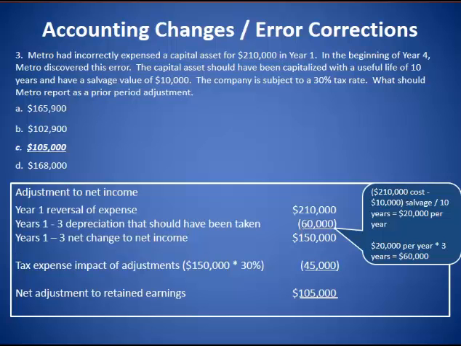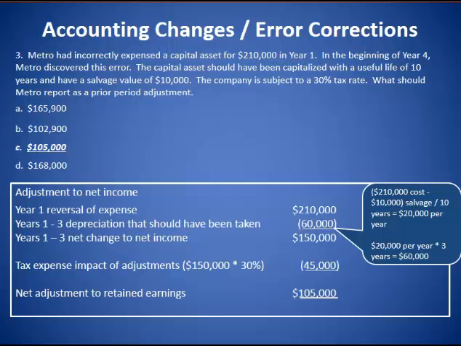So the net change to net income, in effect, netted out to be, we would have to increase our net income retroactively, or at the beginning of year 4, by $150,000. Now we also have to take in the tax impact of that change, and our increase in net income would have been $150,000, but we have to net out our tax effect, which would be $150,000 times 30%. So the net adjustment to retained earnings for the beginning of year 4 would be $105,000.